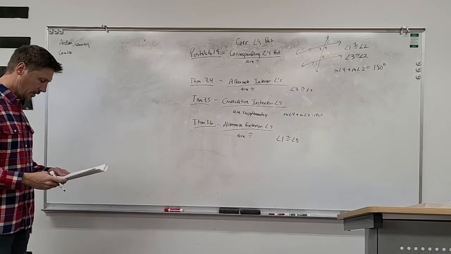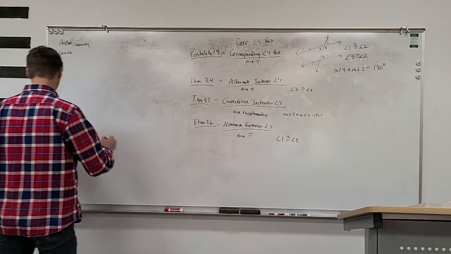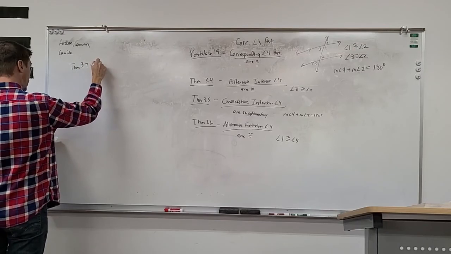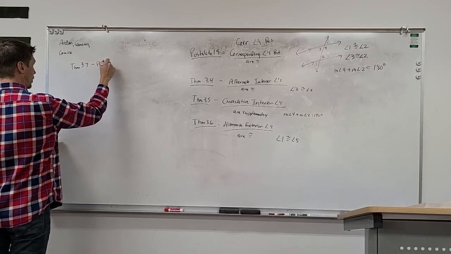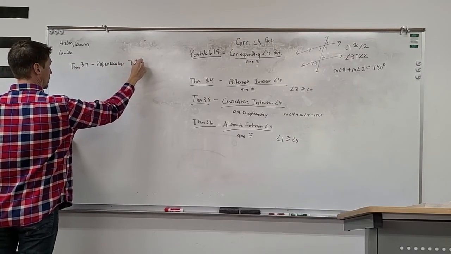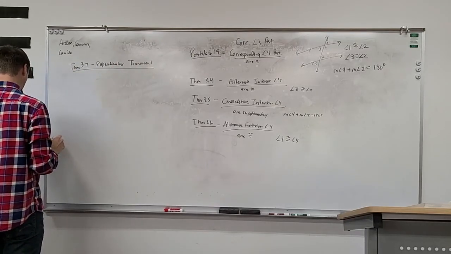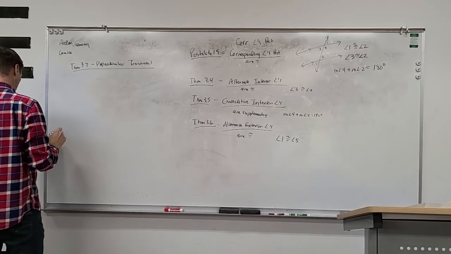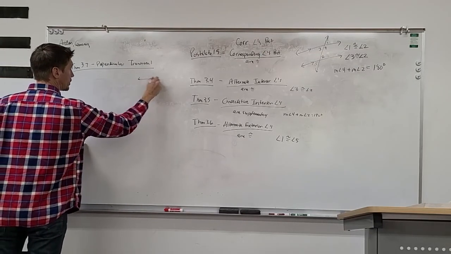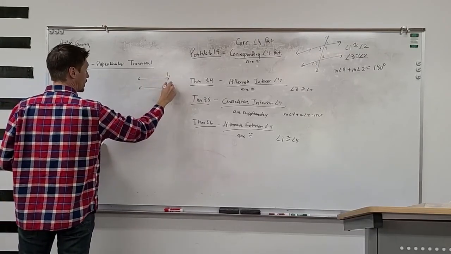And then finally, one more. And this one we're going to have to draw a new picture for, so I'm going to do it over here. We can't use our existing diagram. Theorem 3.7: perpendicular transversal. All right, and that says we've got two lines. I don't know what it says in the book, but I've done it.